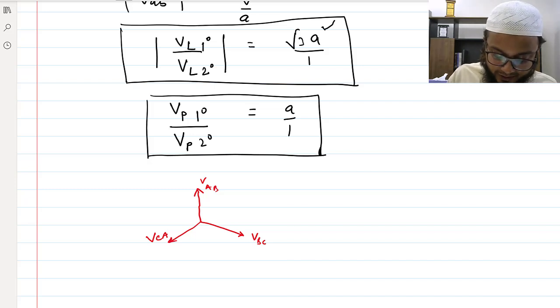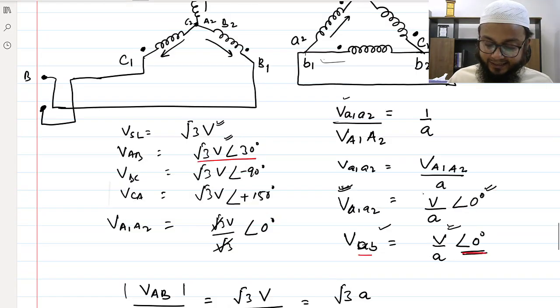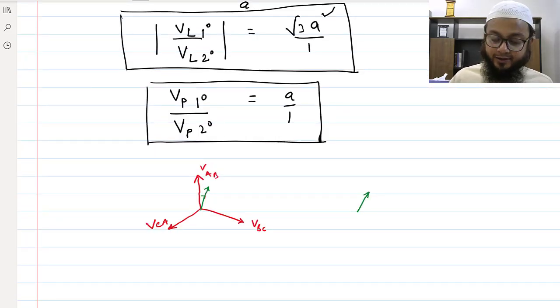Because for this star connection, the phase voltage would be lagging the line voltage by an angle of 30 degree, right? And this turn ratio we have seen is given for the phase voltages. So if we would like to draw the phase voltages, for phase A, this phase voltage would be 30 degree to this one, okay? And the same voltage is the line voltage as well. So this is VAB.